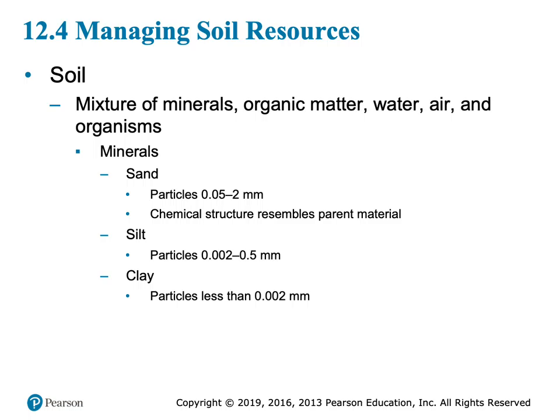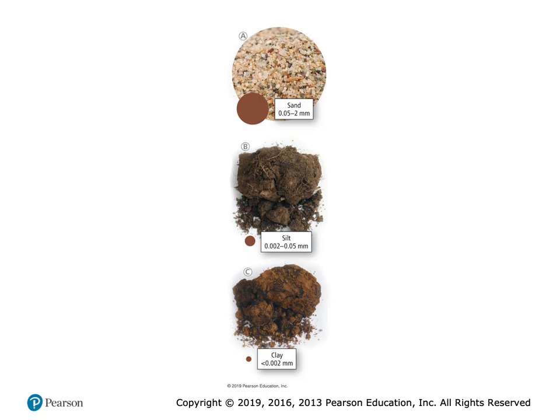So what is soil made of? It's a mixture of minerals, organic matter, water, air, and organisms. These minerals can be sand, silt, or clay. And here's a look at those different soil textures and the relative size of sand, silt, and clay.